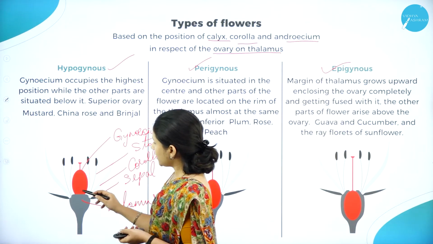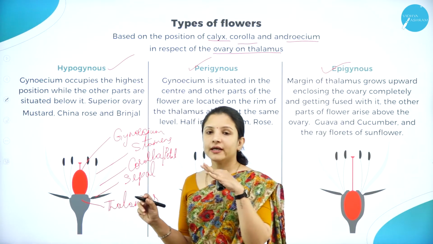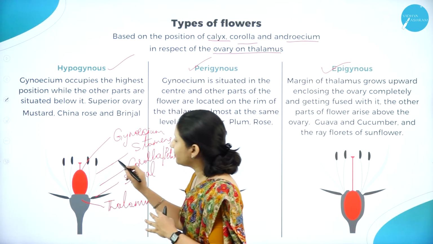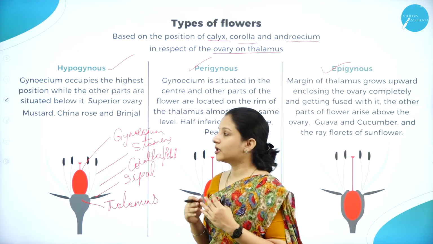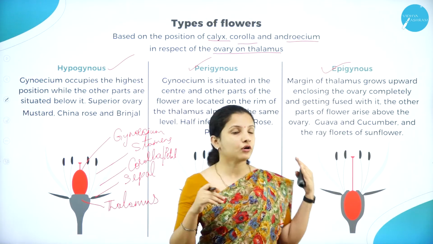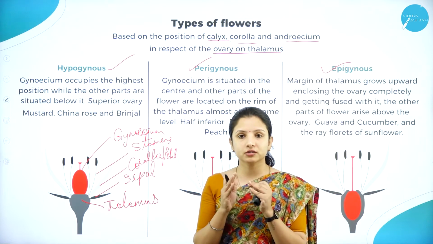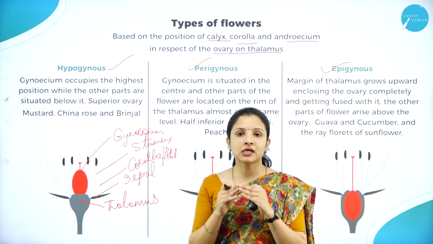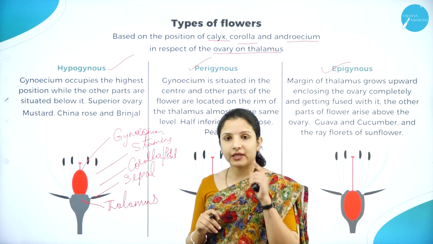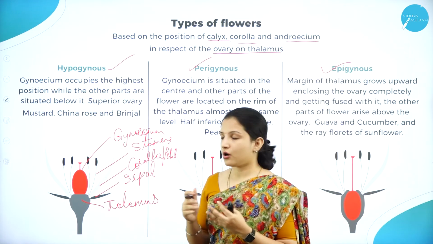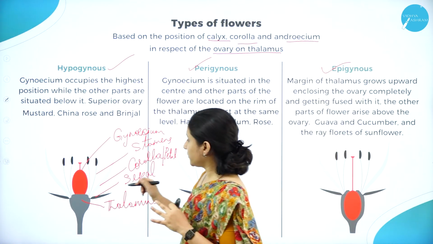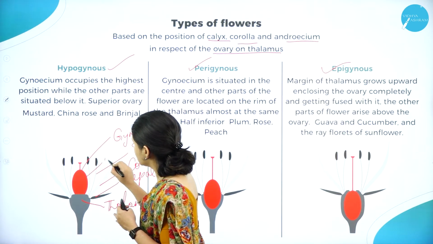So here the gynoecium, can you see, it is placed above the thalamus, and from the base of the gynoecium all the other parts of a flower are arising, right? When we are talking about the types of hypogynous, perigynous or epigynous flower, we have to concentrate on the position of the ovary, that is the gynoecium or the carpel. So what is the ovary? The basal part of the gynoecium that is bulged. So this part is actually the ovary.